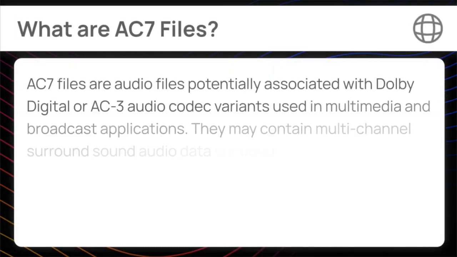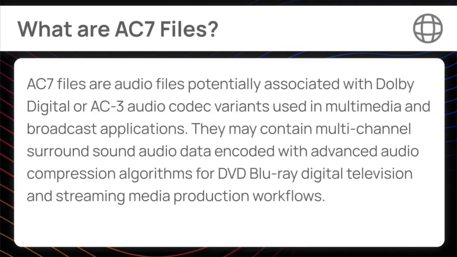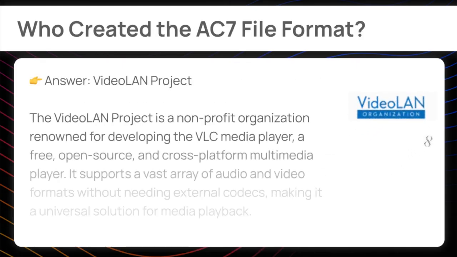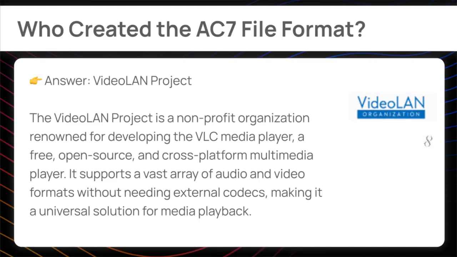AC7 files are audio files potentially associated with Dolby Digital or AC3 audio codec variants used in multimedia and broadcast applications. They may contain multi-channel surround sound audio data encoded with advanced audio compression algorithms for DVD, Blu-ray, digital television, and streaming media production workflows.